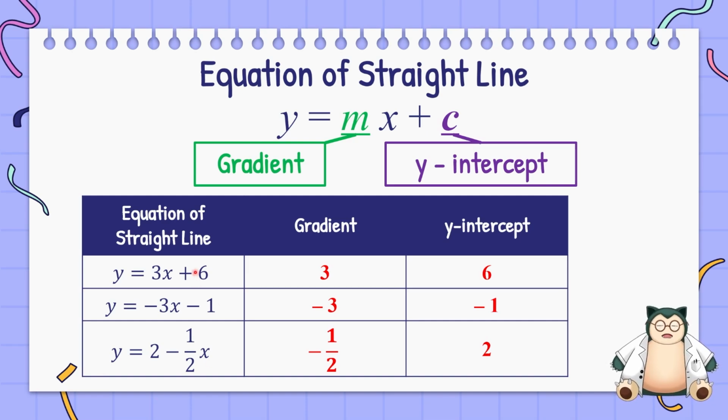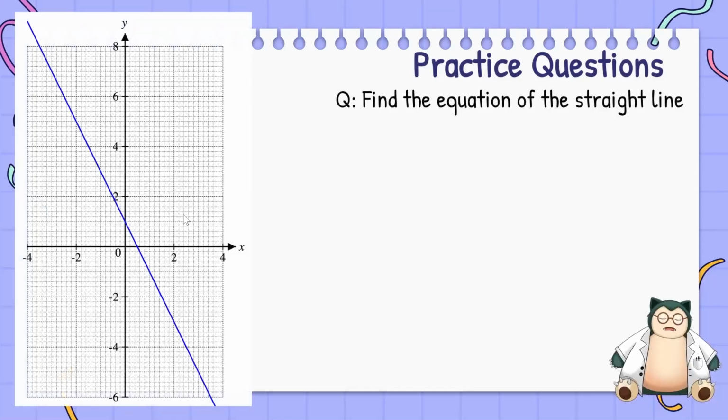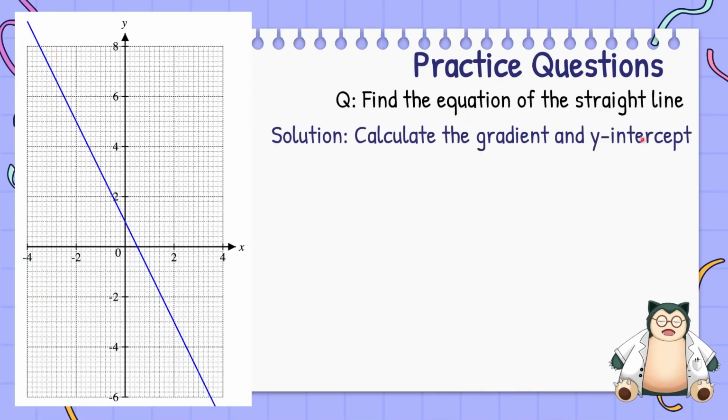Now how do we do it? We will need two pieces of important information. Alright, the gradient and the y-intercept. Okay, so of these two, which is easier to find? Of course, clearly the y-intercept is easier to find. So first we mark out the point at which the graph cuts the y-axis, and that's how we get our y-intercept, which is just 1.